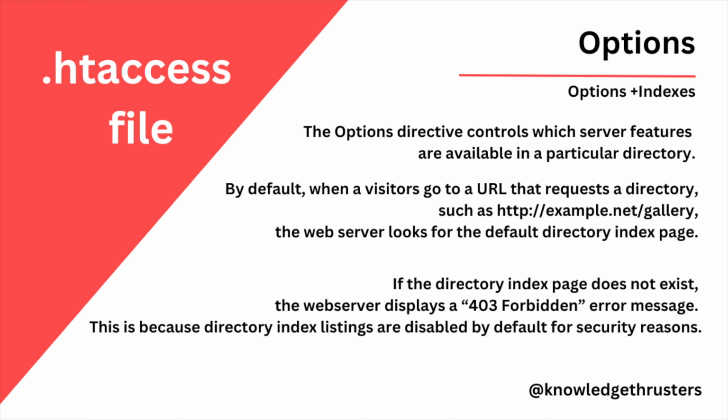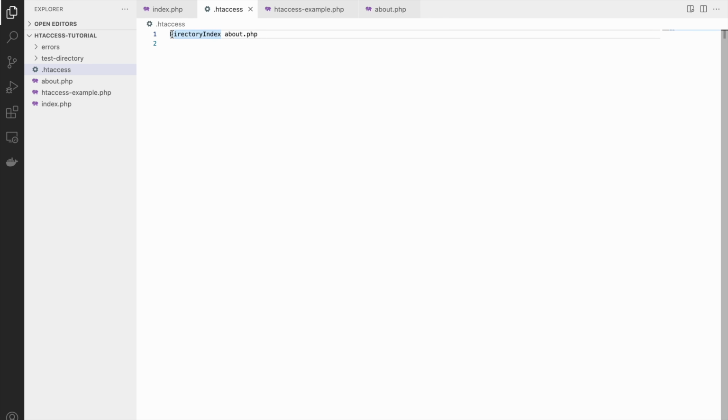We will be enabling or disabling directory listing, which we do with the Options directive. The Options directive controls which server features are available in a particular directory. By default, if a visitor goes to a URL, it will go to the index page, and if the index page is not available, it will show a 403 forbidden error, since directory listing is disabled for security reasons. But in Apache, the default behavior is that it displays the content of a directory if there is no index file. Now in htaccess, let's comment this.